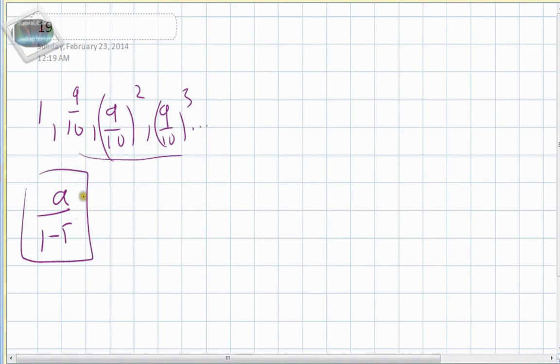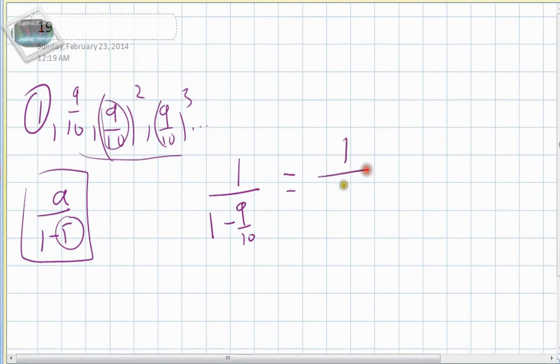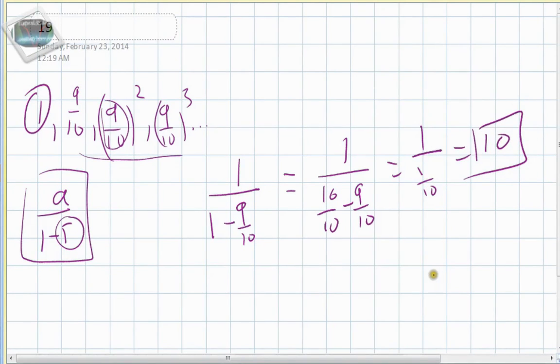I've already written it out over here. It's a over 1 minus r. Okay, so where a is this starting number, 1, and the r is the repetitive number over here. Okay, so we're going to take 1 over 1 minus 9/10. Okay, and that's the same thing as saying 1 over 10/10 minus 9/10, which is equal to 1 over 1/10, which is the same as saying 10. Okay, and there's your answer. So remember this little trick when you see sequences that are like this.